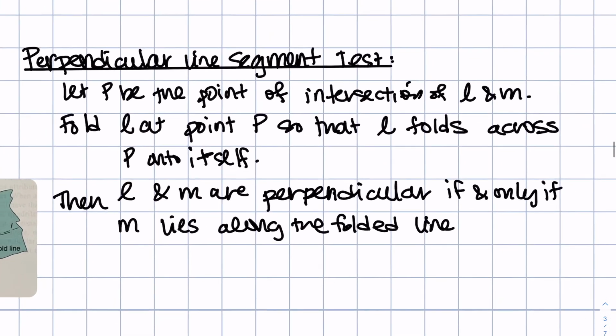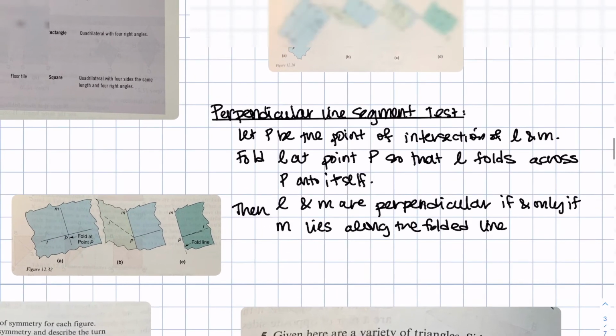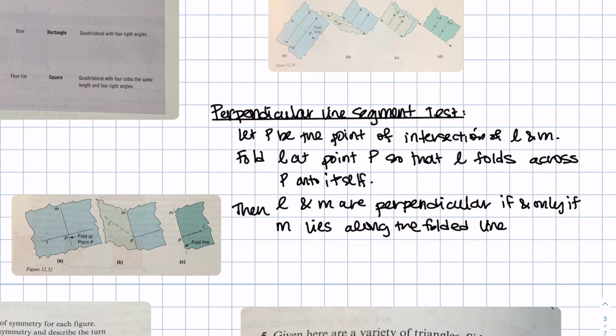And for the perpendicular line segment test, again, I'll insert a clip here in a second and illustrate what this image is doing off to the left. But it is telling us, we let P be a point at the intersection of two lines. So we have L and M, they do intersect at point P. And then we're going to fold L at point P so that L folds across itself, okay? Then L and M are perpendicular if and only if M is the line that you folded down, okay?